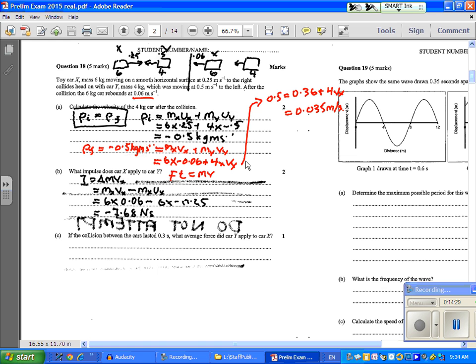Now, I wish that would stop going blue. I got C.